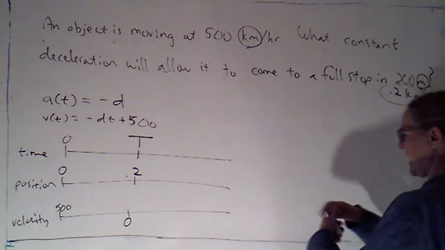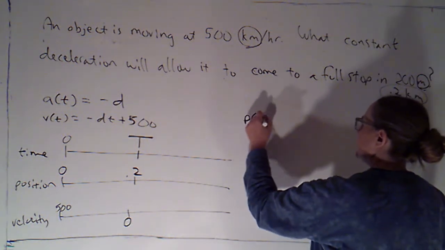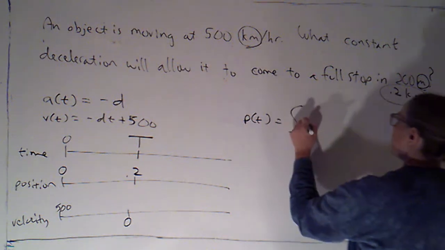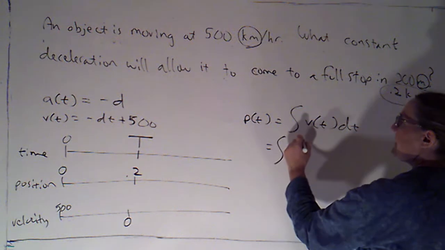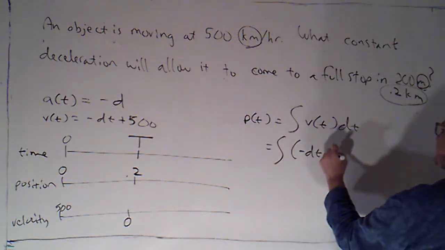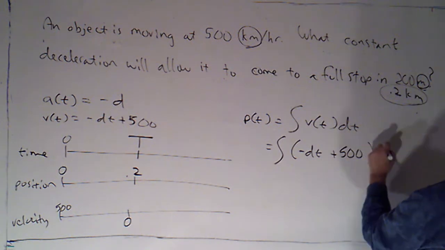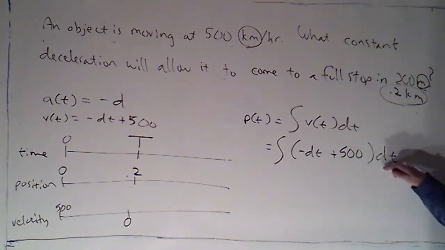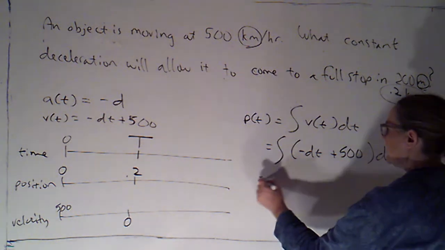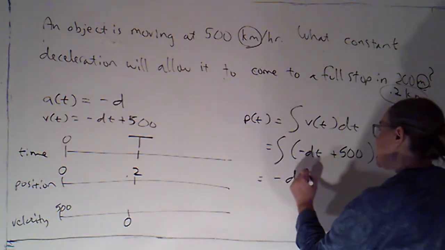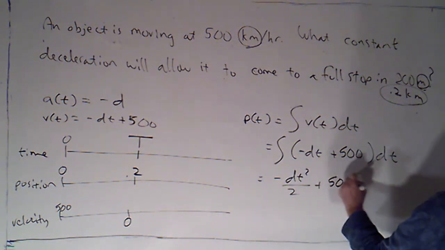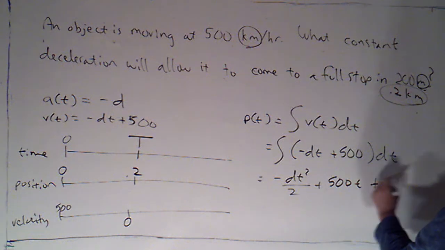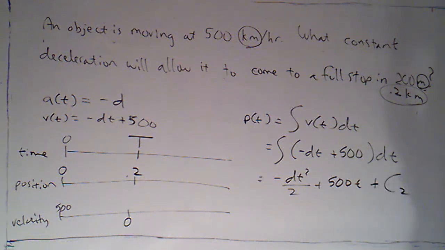And then I can go ahead and find my position, because I know position is going to be an antiderivative of the velocity. So it's going to be an antiderivative of negative dt plus 500, and I'm integrating that with respect to t. So that's going to be negative dt squared over 2 plus 500t plus a constant, which I'll call c2.